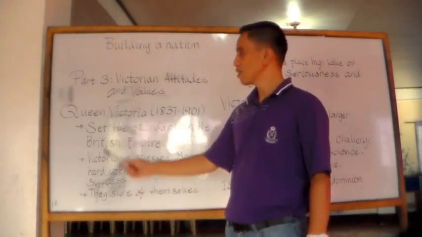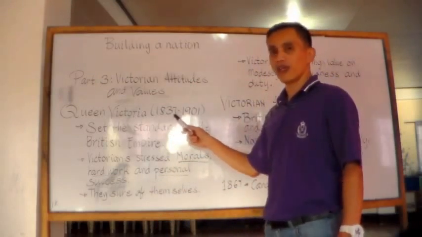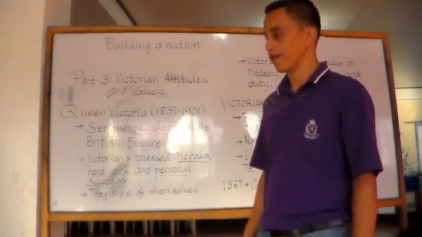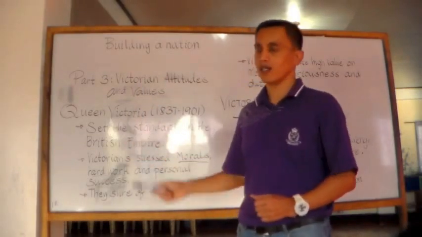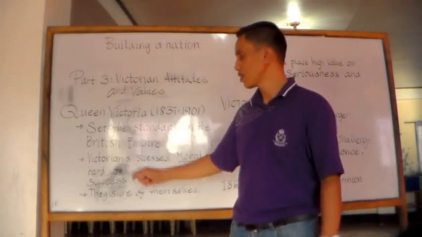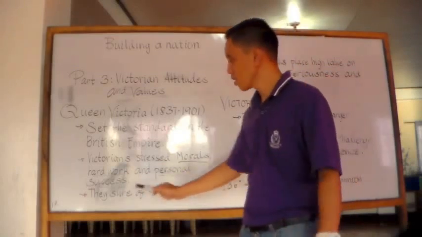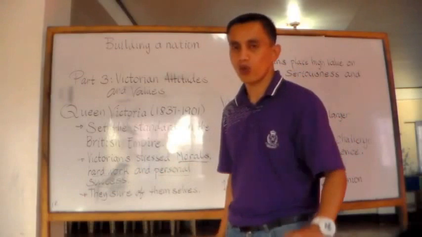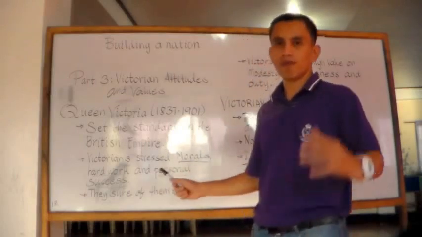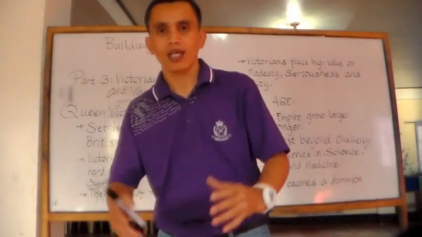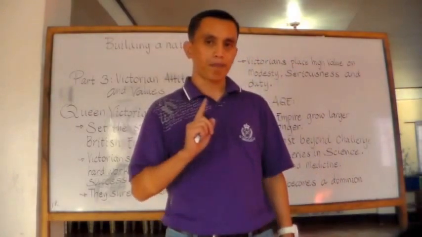In Great Britain, Queen Victoria ruled from 1837 up to 1901. And by the time of her reign, she set a very high standard in the British Empire. Victorians stressed morals, morality, hard work, and personal success. If you live a moral life, and you work very hard, then you're going to achieve your own personal success.